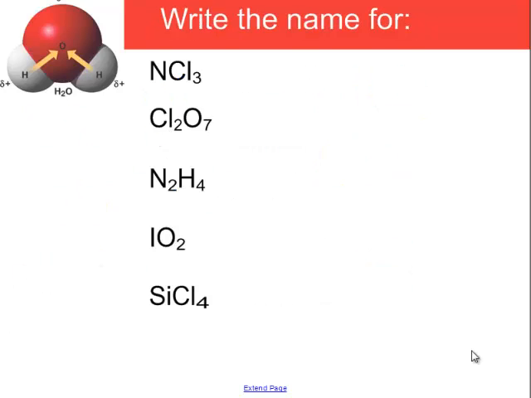Now let's do the reverse. All right, so now we may have to look back at the prefixes so we can write these names. The first one, nitrogen. So you're just going to write plain old nitrogen. We don't use the prefix mono if it's the first element. Like nobody says monocarbon dioxide. It's just carbon dioxide, not monocarbon. So whenever the element comes first and there's only one of them, you just write the name of the element.